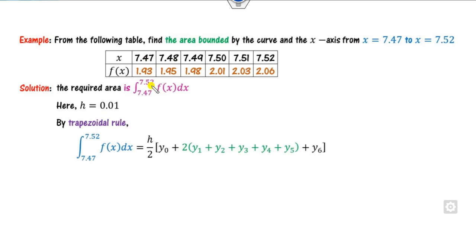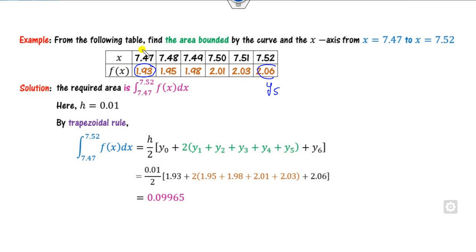Now I can use this value. The first value is y0, this is y1, and the last value is y6 because n is 6. Now you can substitute these values in here. If this value is y0, this is y1, this is y2, this is y3, this is y4, this is y5. So y1, y2, y3, y4 and y5 are there. After the calculation you will get the right answer.